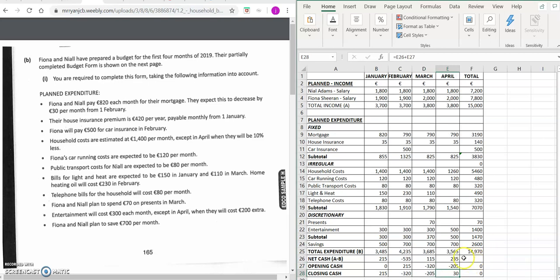So we need to check our total column, and our total column should be the same. If we take 15,000 away from 14,970, we get 30. We don't have any opening cash, so it's 0. So 30 and 30, the two of them balance, so you know we have it correct. I hope this helps you out when you are revising or when you're answering the budget for the household.